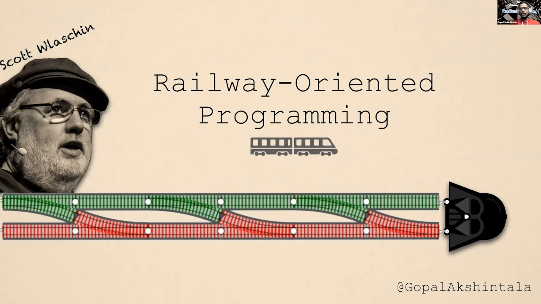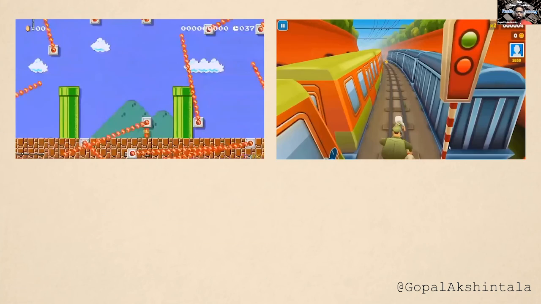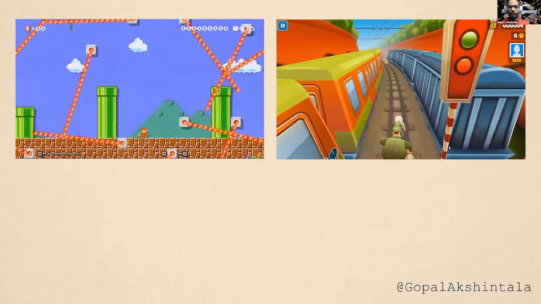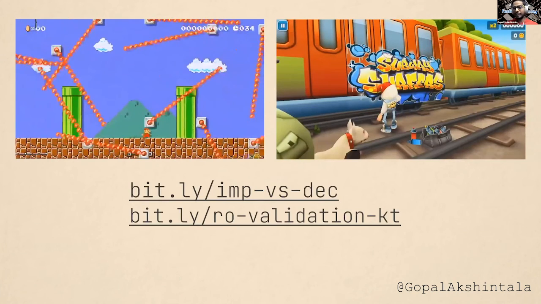I've named this railway-oriented programming, and I didn't coin this term. This wise guy, Scott Wlaschin, who is popular in the F-sharp space, coined this, and this particular implementation is inspired by that. You should really check out his talks, and you will get a lot more insights about this kind of approach. Finally, we have really linear code, right?